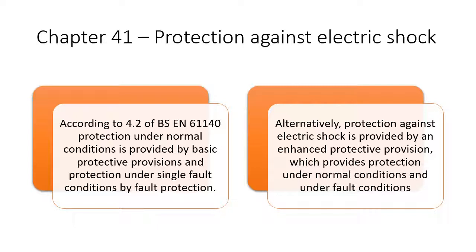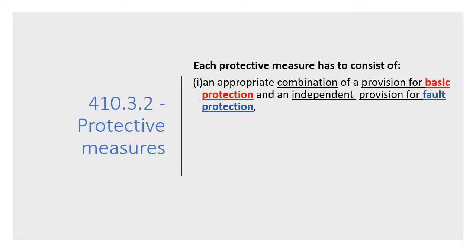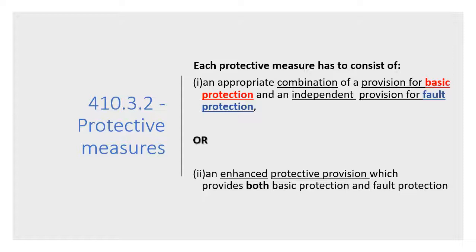Alternatively, protection against electric shock could be provided by what we call an enhanced protective provision, which is a protection under normal conditions and under fault conditions. We'll look at those a bit closer as we go on. Each protective measure must consist of an appropriate combination of basic and fault protection. And 410.3.2 states just that in section 1. Alternatively, we can have an enhanced protective provision which provides both.